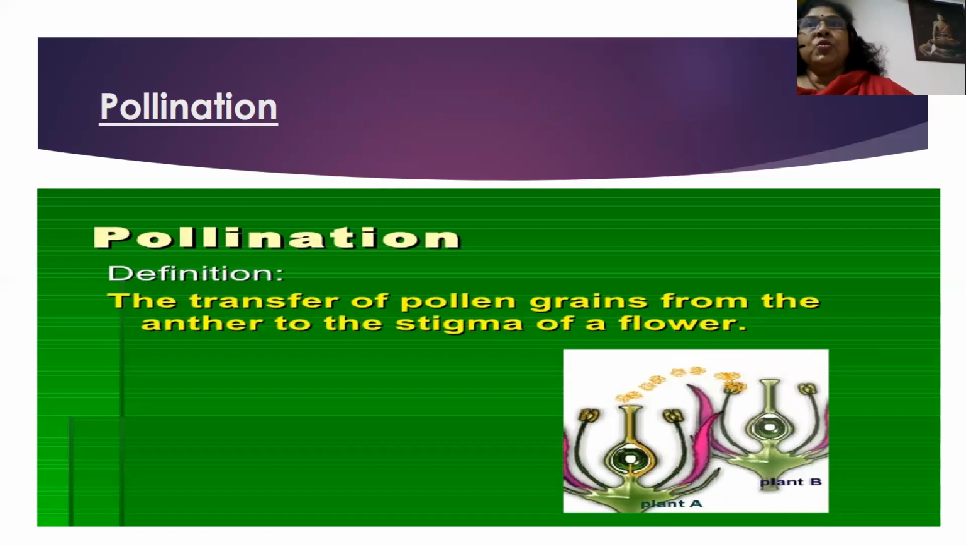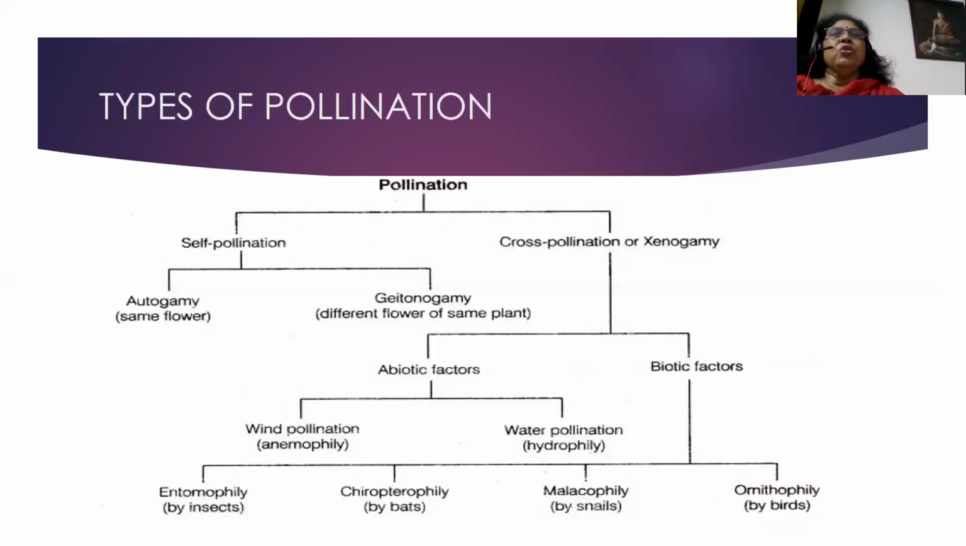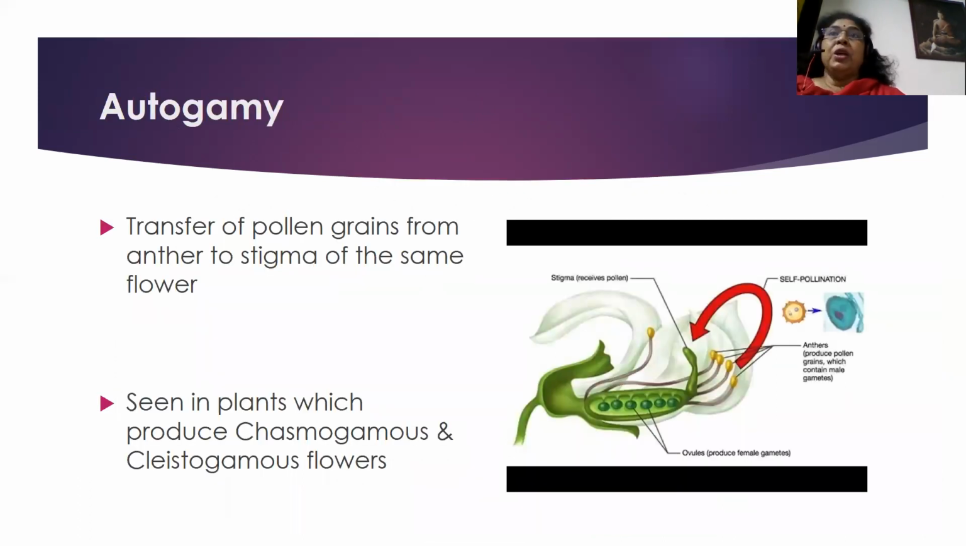Now, after this, the next topic is pollination. We have studied what pollination is. Transfer of pollen grains from anther to the stigma of the plant is known as pollination. Children, you also know that pollination basically is of 2 types, self-pollination and cross-pollination. Self-pollination further is of 2 types, autogamy and geitonogamy. Let's talk about autogamy. Autogamy is a self-pollination where the pollen grains are transferred from the anther to the stigma of the same flower.